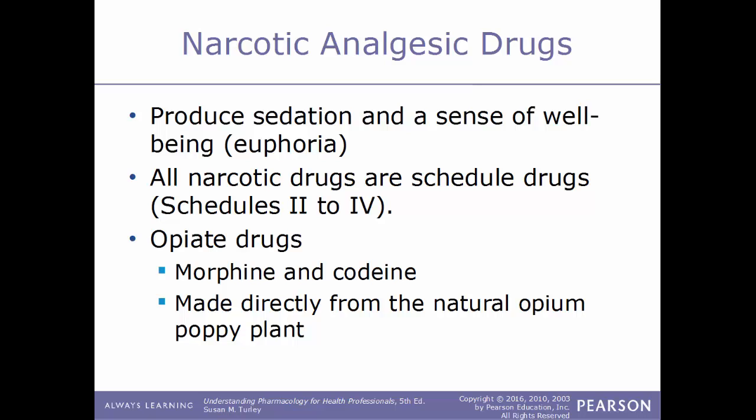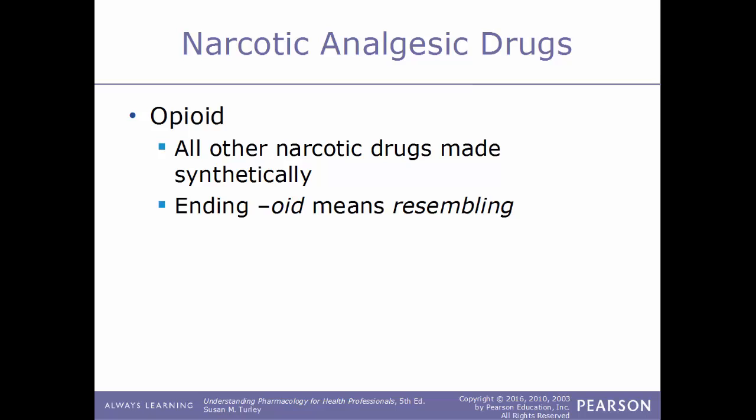An example of a narcotic analgesic drug would be opiate drugs. These would include such things as morphine and codeine, and these are made directly from the natural opium poppy plant. And some narcotics can be made synthetically, and they're called opioids, and the suffix -oid means resembling, literally translating to resembling opium. These are synthetically made drugs that resemble opium drugs.